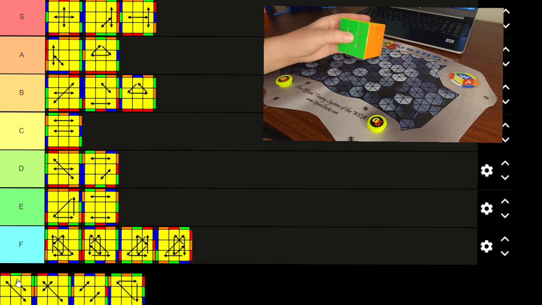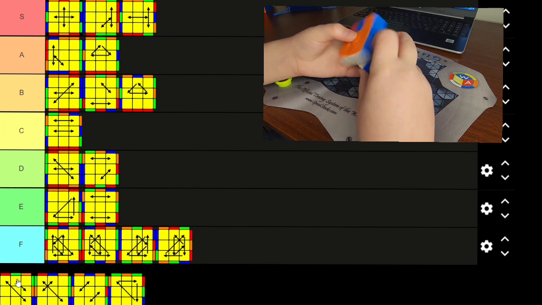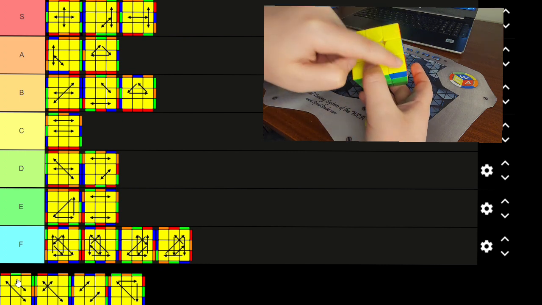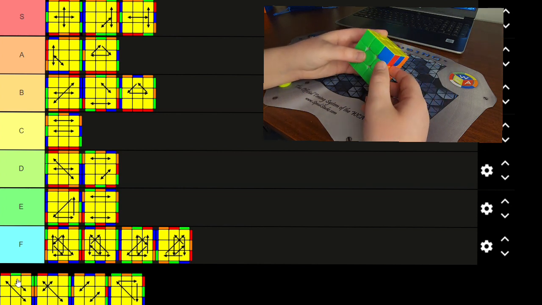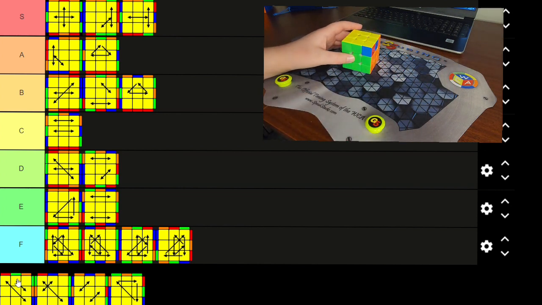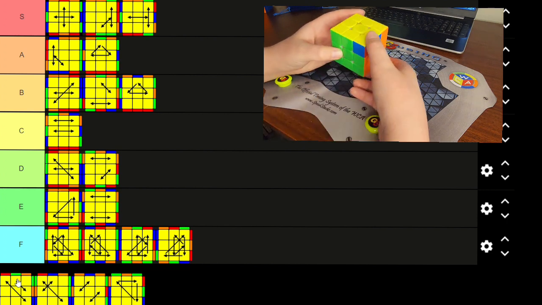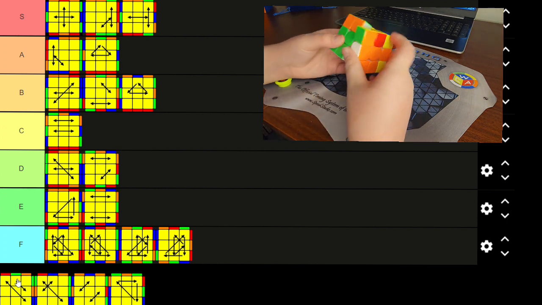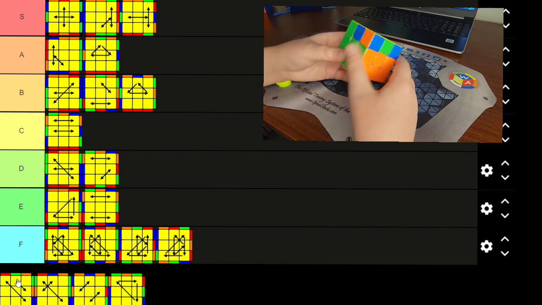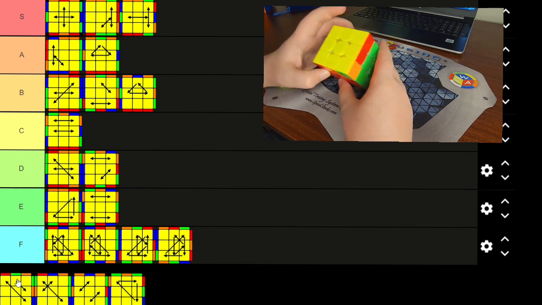Okay, now V perm. A V perm looks like this. It swaps these two edges and these two corners. I used to take a lot of time to do this with my beginner algorithms because there wasn't really much you could do here. There weren't any headlights or anything. So I would always do this weird algorithm like this, which is just a simpler JB perm, and I would end up with this.